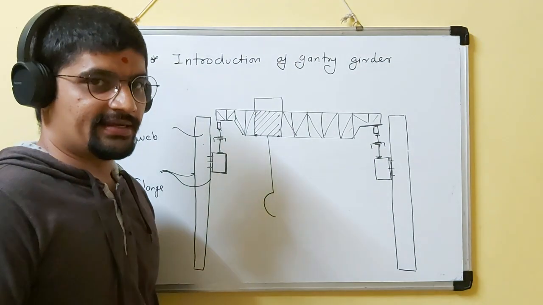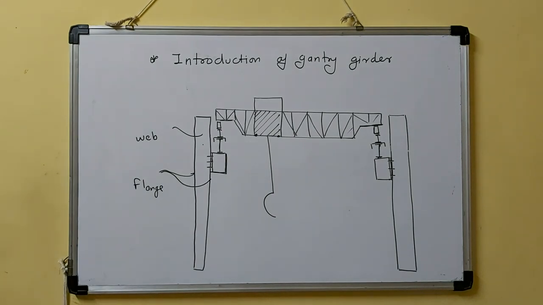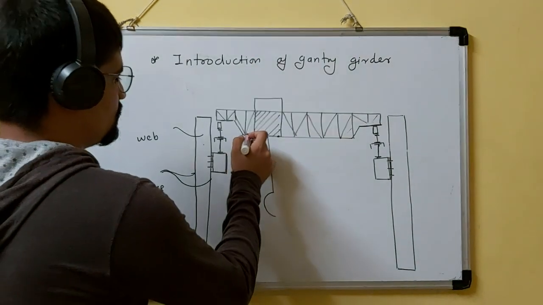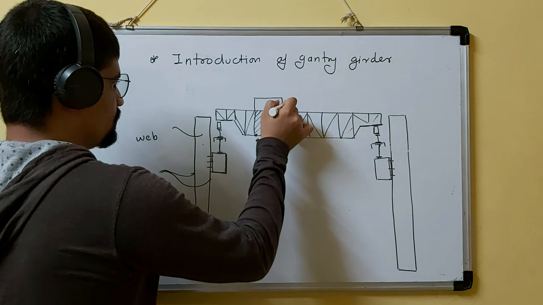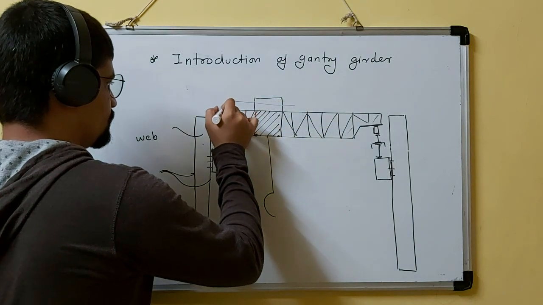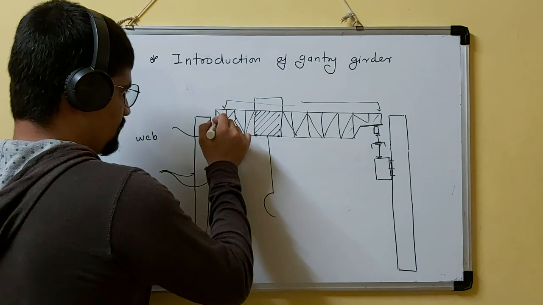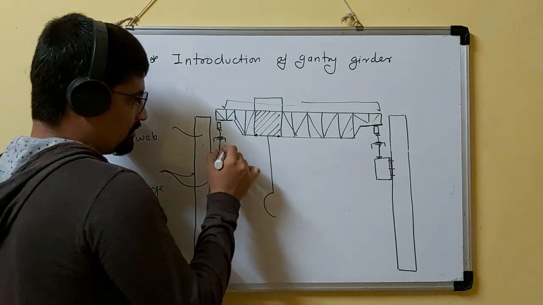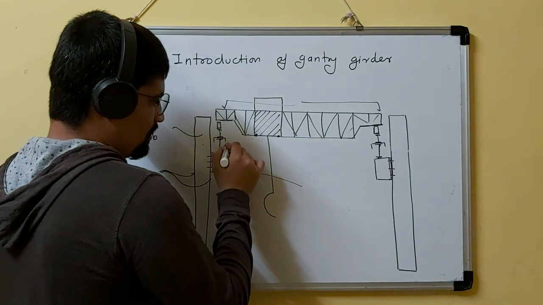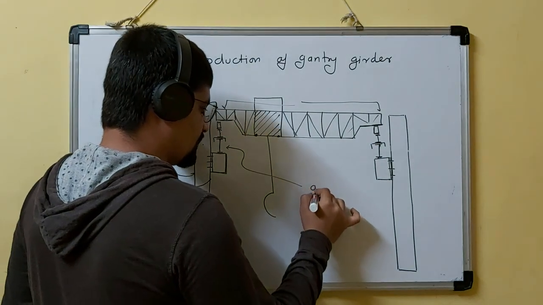I said earlier that gantry girder is used to support the crane girder, or to transfer the load from the crane girder to the column. So the crane girder transfers its load from here to here and from here to here. Here it comes on the wheel, after that the rail section, after that the I section plus C section. This combination of I section and C section is known as gantry girder.